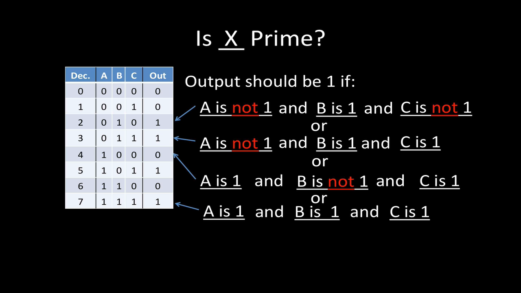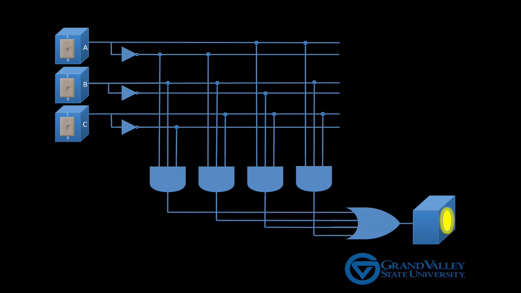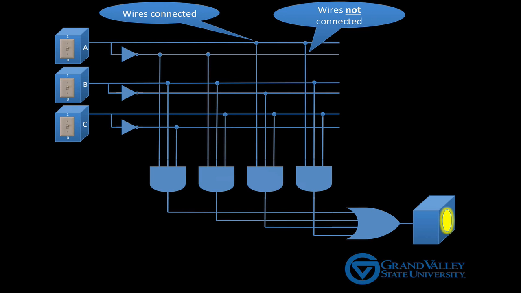Let's go back to the truth table for the is prime circuit and the statement describing it. This statement, written in terms of AND, OR, and NOT, our 3 building blocks, tells us exactly how to put these building blocks together to build our circuit. Before we begin, notice this statement is equivalent to making this claim. The integer represented by inputs A, B, and C is prime. Here's a diagram showing how to build the is prime circuit. First, notice that the wires are connected only where there's a dot. If there isn't a dot, then the wires pass over or under each other without connecting.